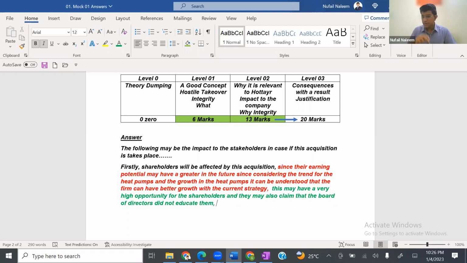So I'm going to give you a discussion also. However, this is also very subjective, since certain investors may prefer to sell off to get the realization of wealth.